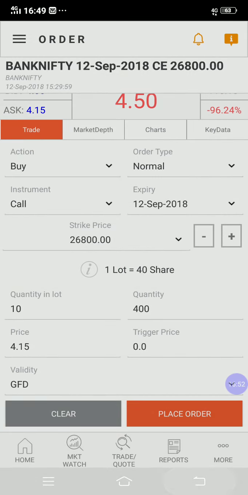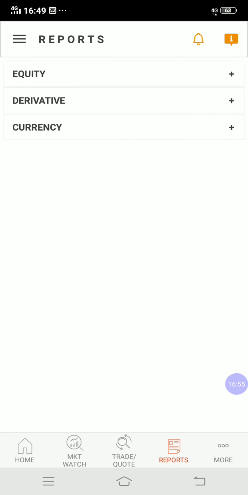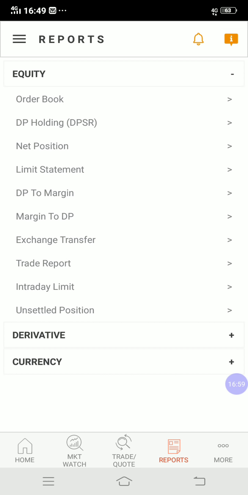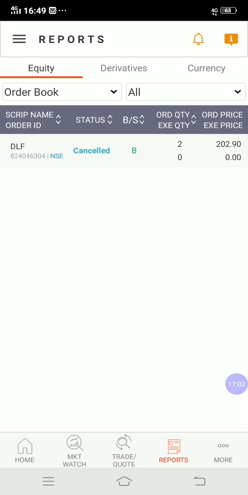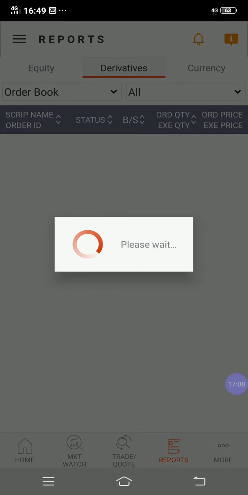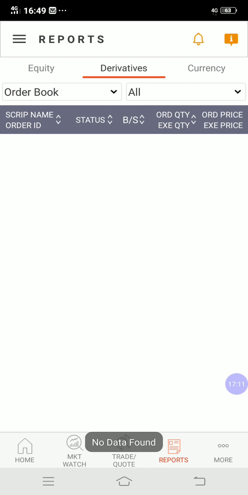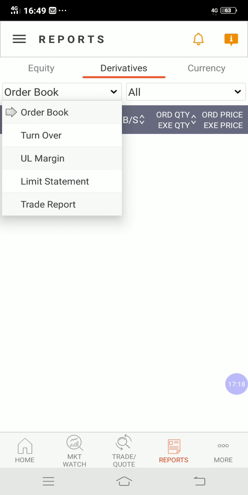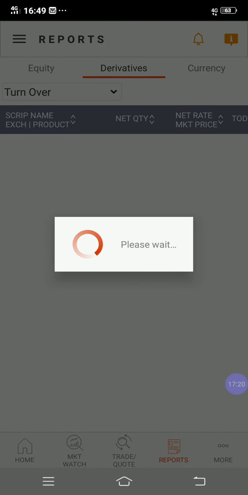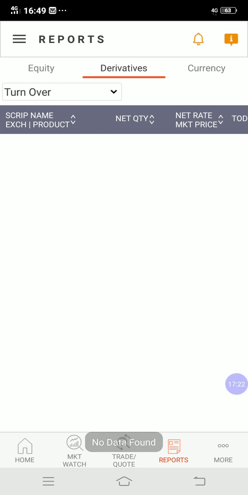And all the orders which are executed can be seen in reports. If the order is in equity, then it can be seen in order book. As we have seen, I have placed and I cancelled the order, so this can be seen here in the order book. Okay, in derivatives, in the same order book, all the orders placed will be seen here, options and futures. Okay, and here in order book, turnover, if I click on the turnover, as there are no orders, the empty screen is showing.